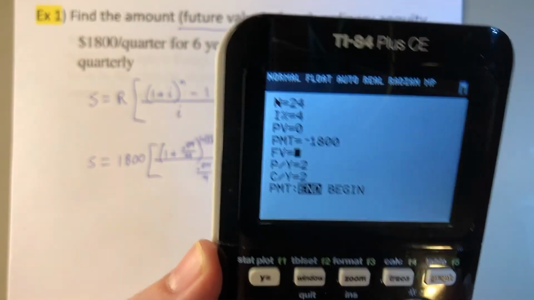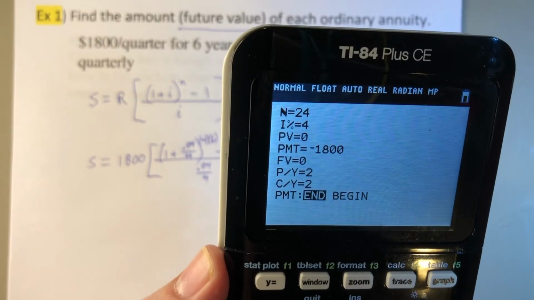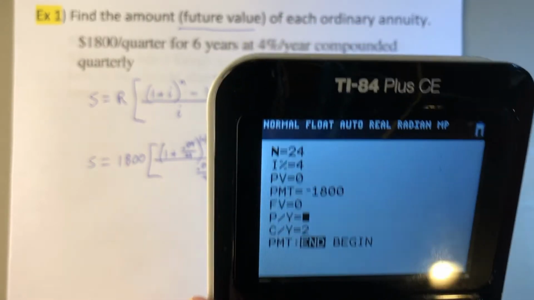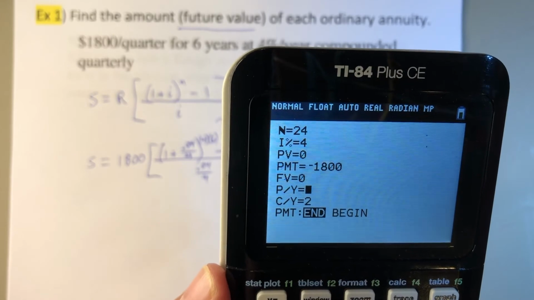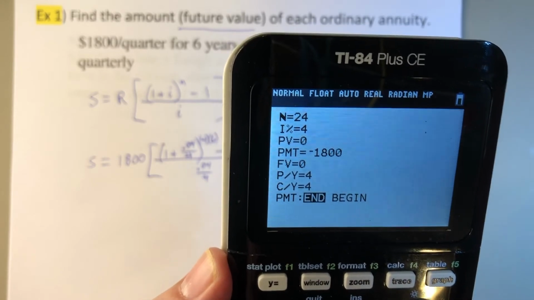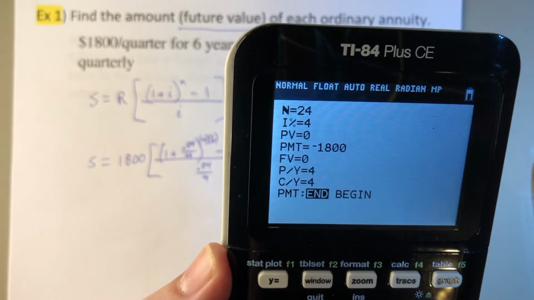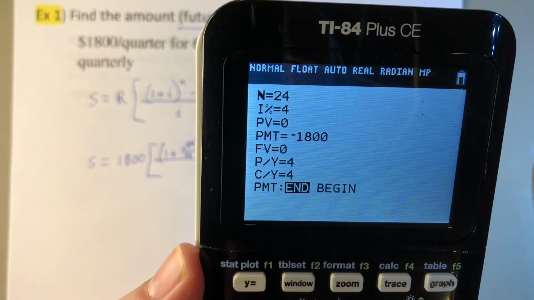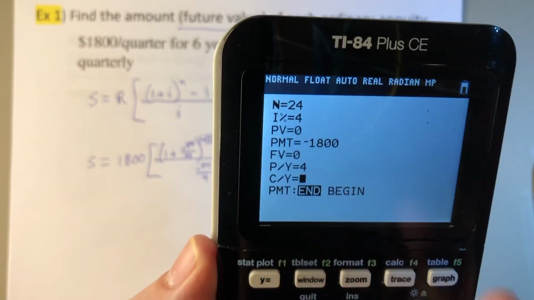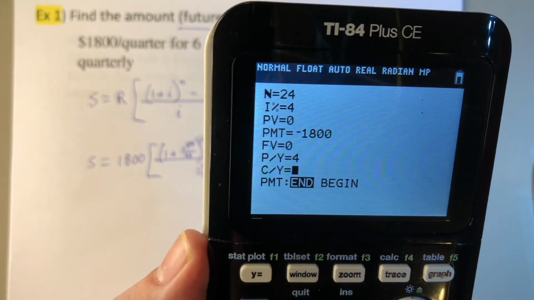Okay, P per Y, C per Y. For us, they're always going to be the same for these ordinary annuities. So payments per year. Well, in our case, it's quarterly, so that's going to be a 4. If you hit enter, notice by default, your calculator will make them the same. So not only is it going to be 4 payments per year, we're compounding the interest 4 times per year as well. And the payment will always be made at the end of whatever the period is. In this case, every 3 months because it's quarterly.